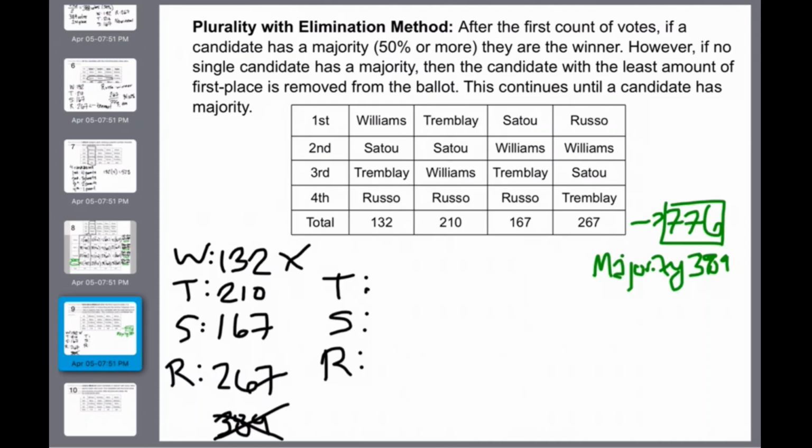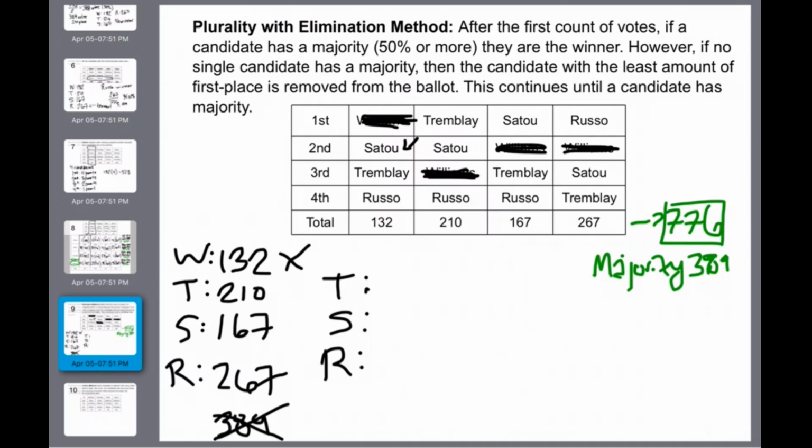What that means for our preference ballot is that wherever Williams pops up, we're going to cross him off because he is no longer in the running. For example, in this first column, Williams was in first place, but now that he's eliminated, those 132 votes go to the next person in line, or Sato in this case. We want to do that for every single one of our columns. In this second column, Tremblay is still first place, Sato is second place, but now Russo is third place, not fourth place.